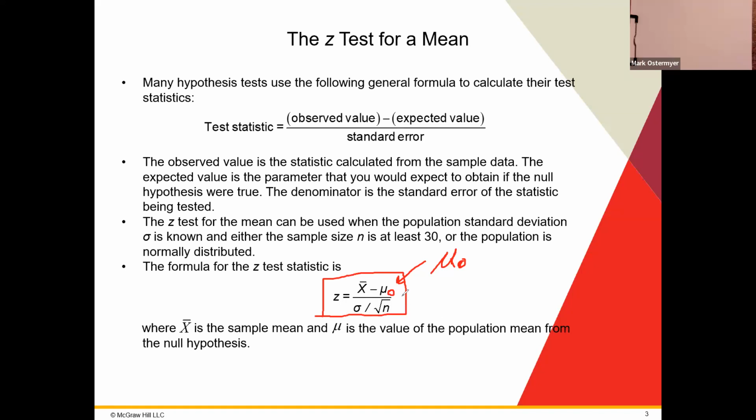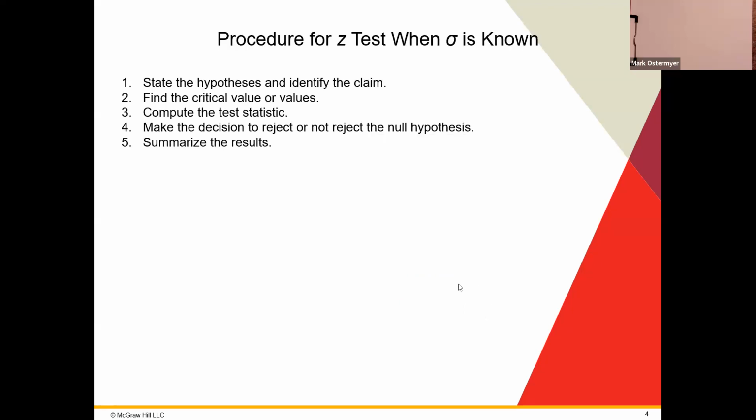And this is usually the second, well, actually, it's the third step of our 5-step procedure in conducting a hypothesis test. All right, so these are the 5 steps in conducting a z-test, assuming our population standard deviation is known.